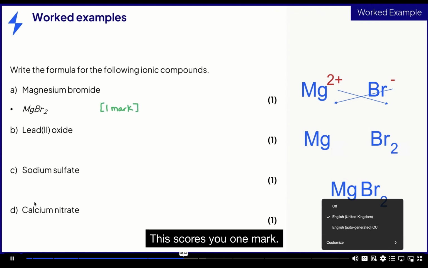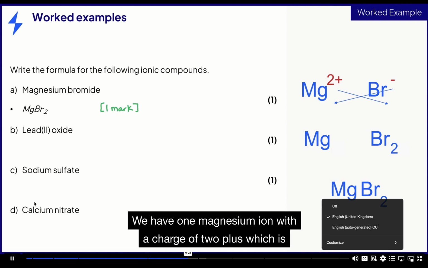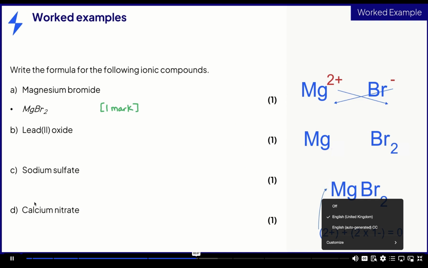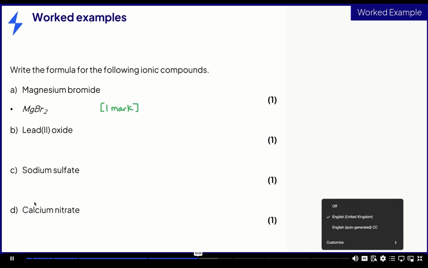This scores you 1 mark. Let's double check the formula is correct. We have 1 magnesium ion with a charge of 2+, which is cancelled out by 2 bromide ions, each with a charge of 1-. These add up to 0.